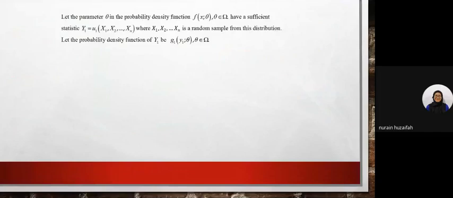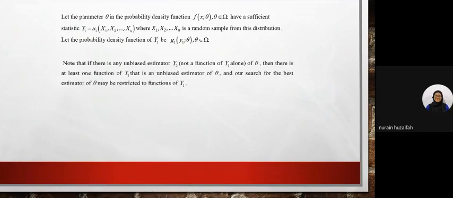Okay, let's say this one is the written notes on how you want to determine the uniqueness of the sufficient statistic. So we have Y1 and also Y2. Y1 is again defined as a sufficient statistic. So we have sufficient statistic Y1.